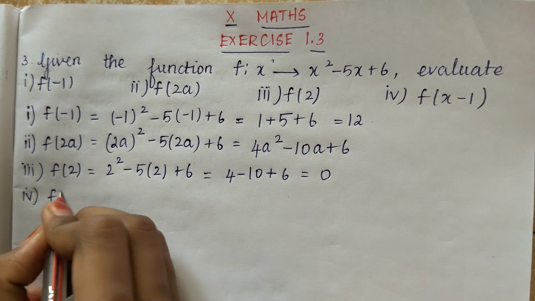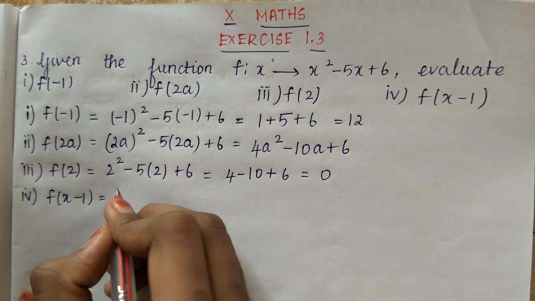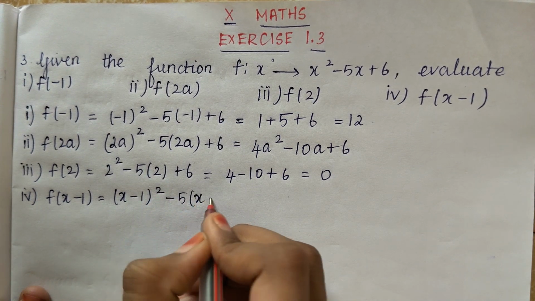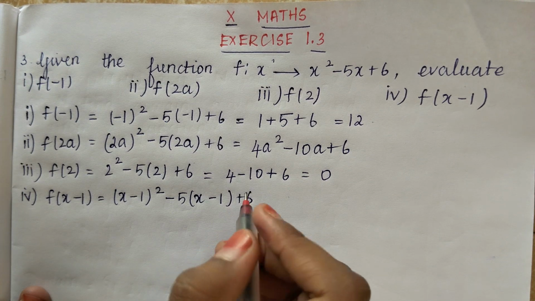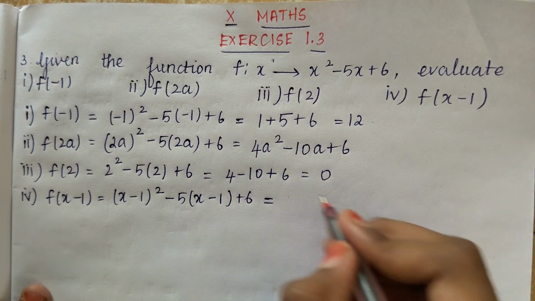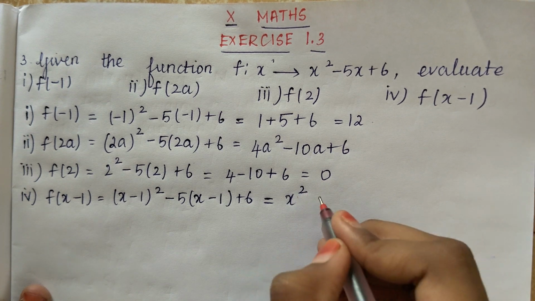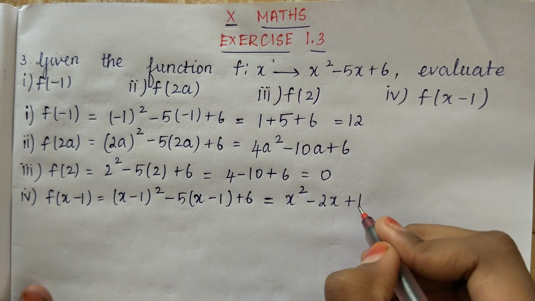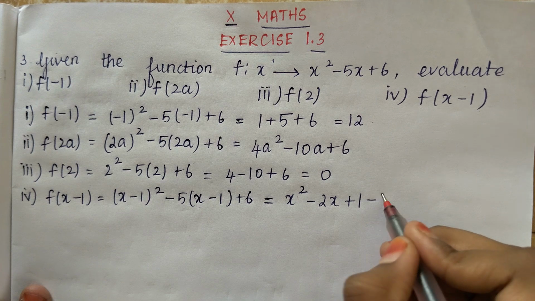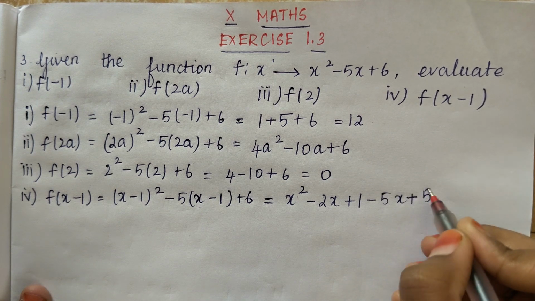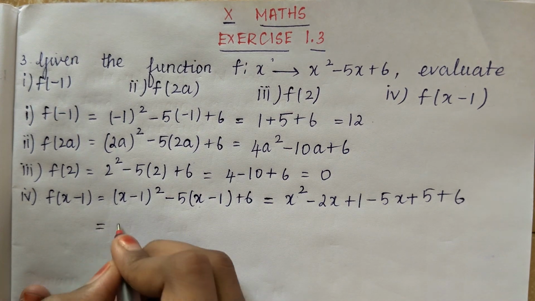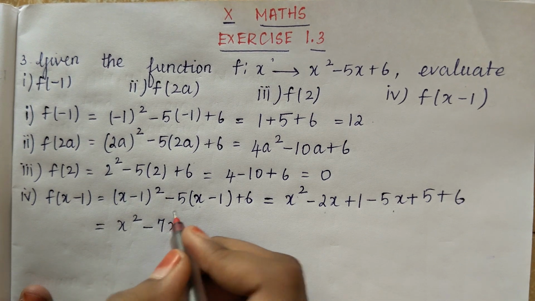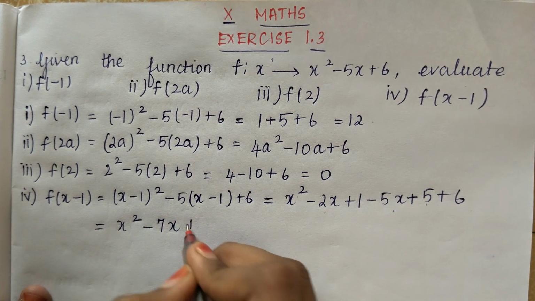Fourth subdivision f of x minus 1, that is x minus 1 the whole square minus 5 into x minus 1 plus 6, that is equal to x minus 1 the whole square, x square minus 2x plus 1. இதை உள்ள மல்டிப்ளை பண்ணலாம் minus 5x plus 5 plus 6. So that is x square minus 2x minus 5x, minus 7x, 5 plus 6 plus 1, 12 plus 12.